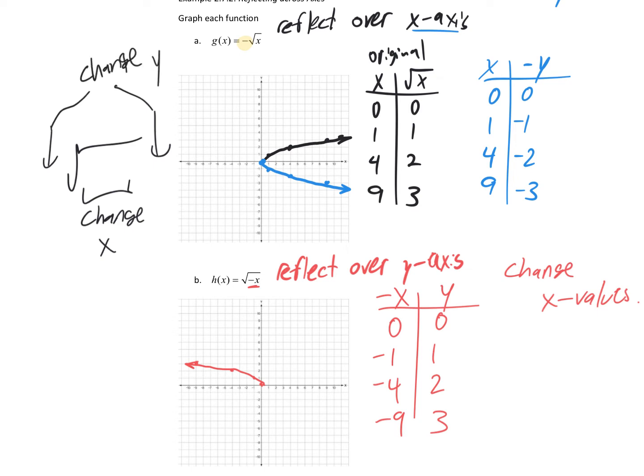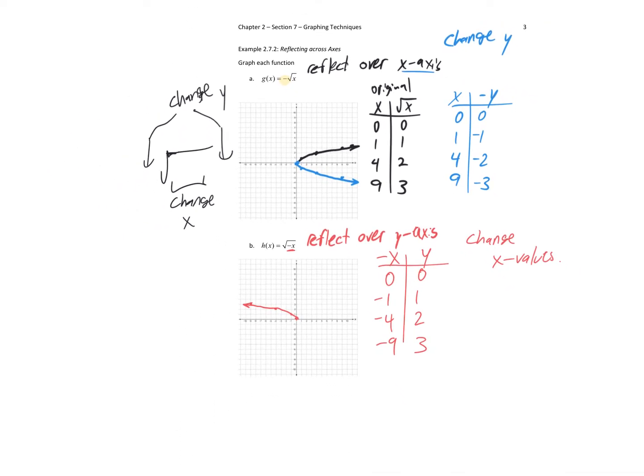Okay, so that is a handy way to keep in mind. This applies to all functions. Any behavior that is on the outside of the parent function, in this case it's a square root, that affects your y's, and then anything on the inside will change your x values. Okay, and so this is an example of reflections, which is the second transformation we're talking about now.